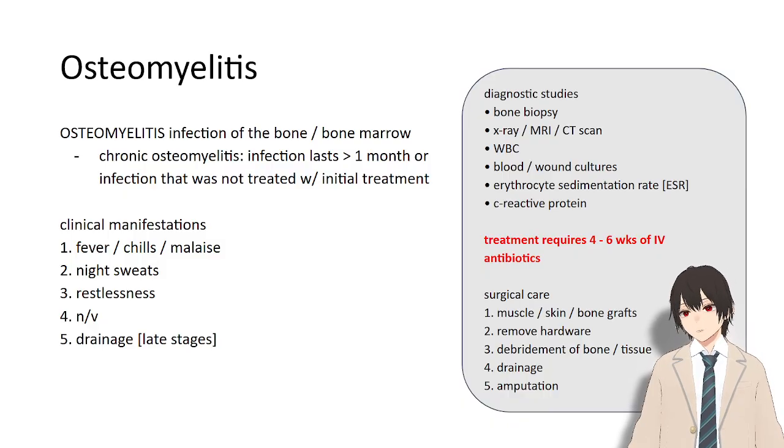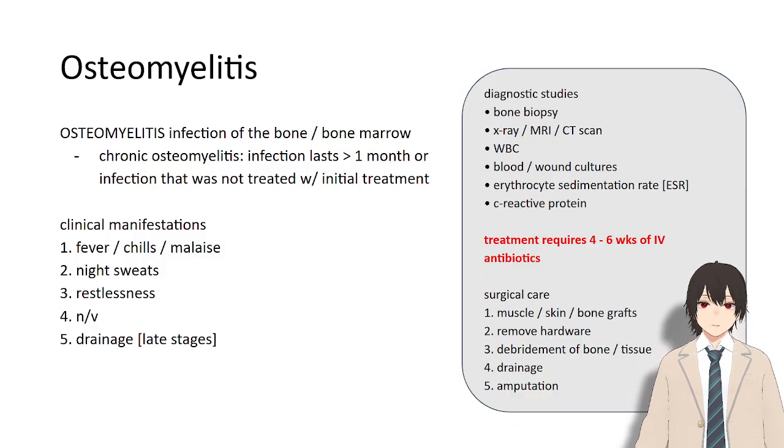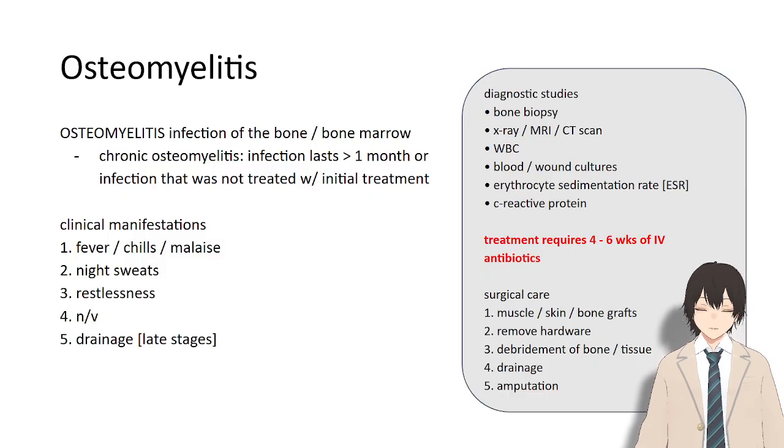So some signs and symptoms are fever, chills, malaise, right? That's pretty common and shared amongst all infections. Night sweats, now you're narrowing it down, right? Because I think TB is also night sweats, but other than that, there's very few. But there's also restlessness, nausea, vomiting, and at late stages there may be drainage from the bone marrow.